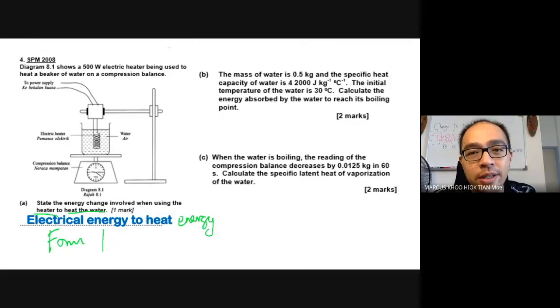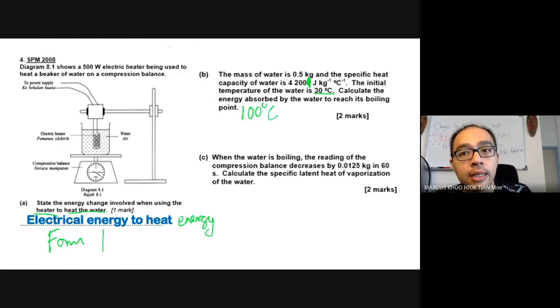Okay, the mass of water is 0.5 kilogram. Specific heat capacity of water is, this is a mistake, people. There should be 4,200, not 42,000. Okay, the initial temperature is 30 degrees Celsius. Calculate the energy absorbed by the water to reach its boiling point. Okay, boiling point is what? 100 degrees Celsius. So what would the answer be for this?